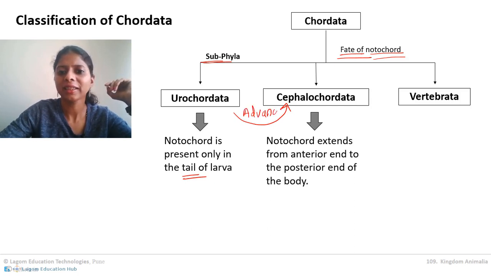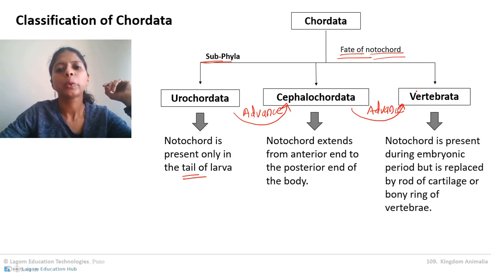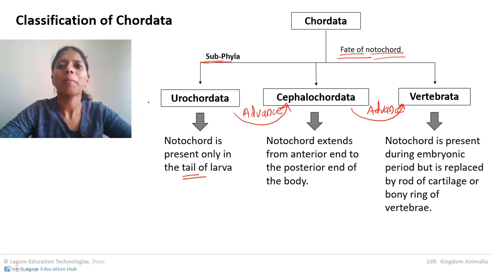So Cephalochordata are a little bit advanced compared to Urochordata. Understanding? Then Vertebrata are a little bit more advanced than Cephalochordata. Here in Vertebrata the notochord is replaced by the vertebral column, a bony structure, and this bony structure provides protection to the spinal cord. Understanding? So this is all about chordates.